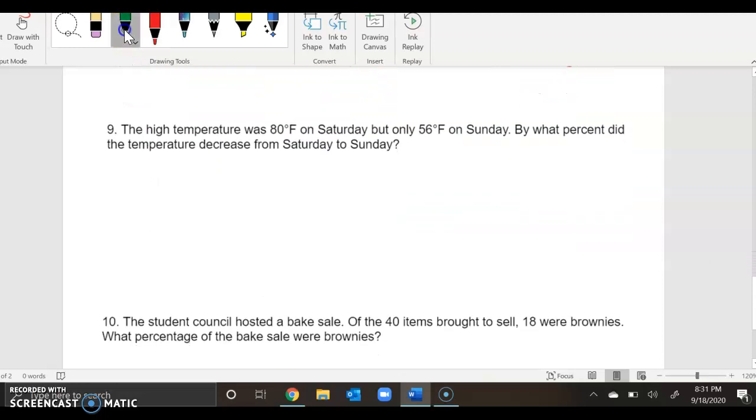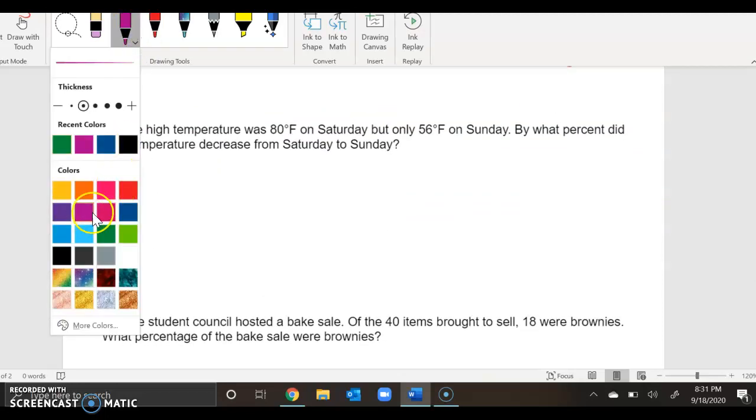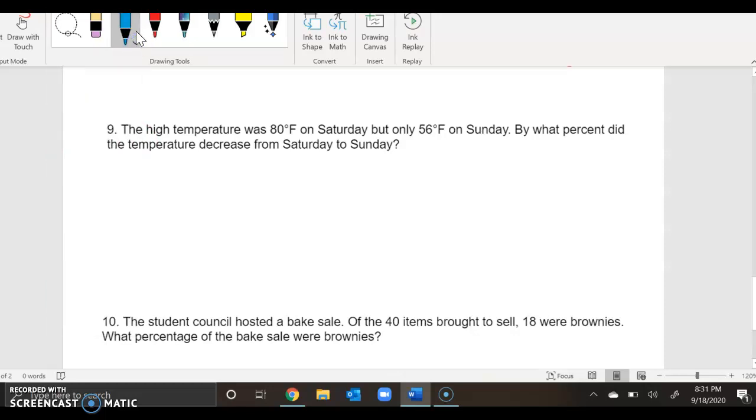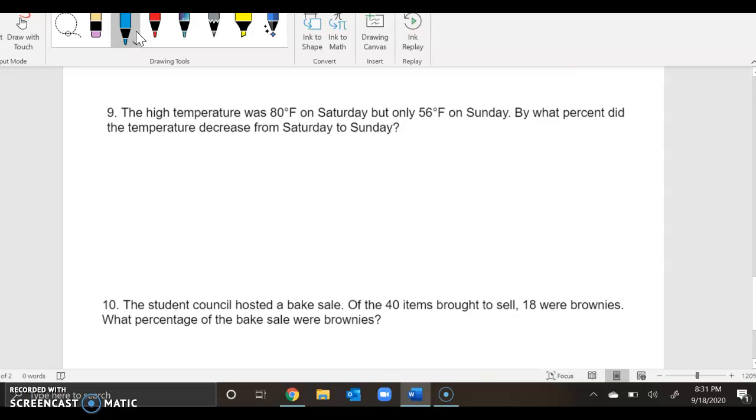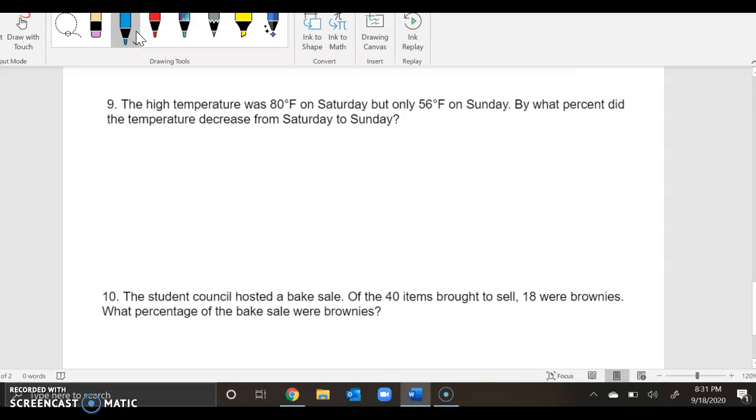Our next question. The high temperature was 80 degrees Fahrenheit on Saturday, but only 56 degrees Fahrenheit on Sunday. By what percent did the temperature decrease from Saturday to Sunday? So we can set up our proportion, 100 on the bottom. And now we have to decide, is this percent of change or is it part over the total? If you look at the information that we were given, we started at 80 degrees and we ended at 56 degrees. So this is percent of change.